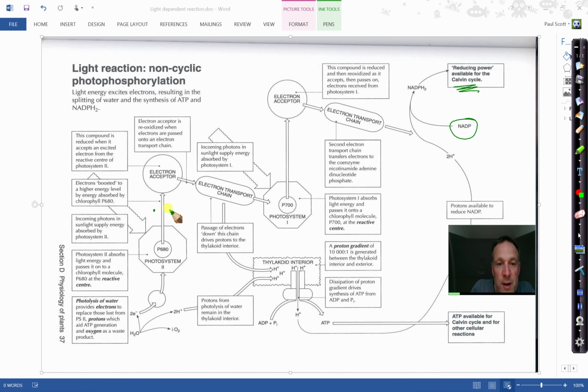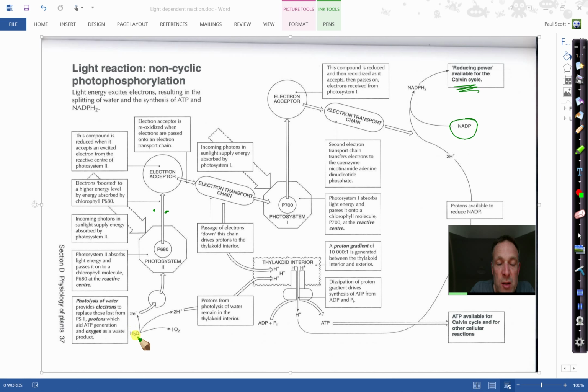We've lost a couple of electrons. Yep, we've lost those 2 electrons. How are we going to keep this photosystem going? Because it's defunct without a couple of electrons. It needs to get them back. And it gets them back through photolysis, water splitting.